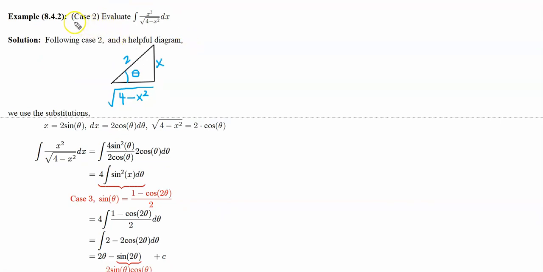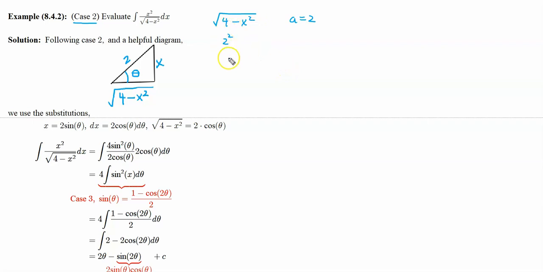Now here we have an example of a case 2 problem. So we want to evaluate the indefinite integral of x squared divided by the square root of 4 minus x squared. All right, so once again, we draw a triangle and we have to decide how do we want to label the triangle so that we get out a 4 minus x squared. Also notice the 4 is going to be 2 squared. So our a in this case is going to be 2.